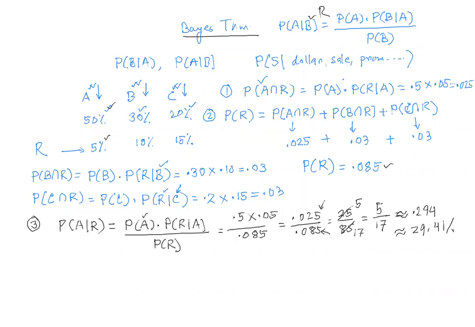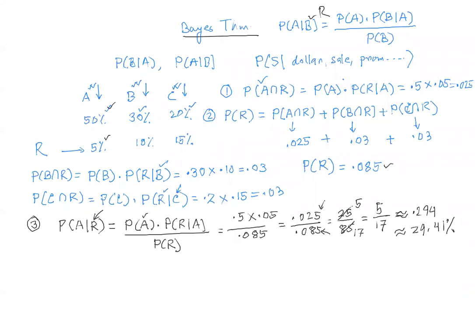29.41% chance. There is about 29.41% chance that the person will stay at hotel A, given that there is a reservation problem. Remember, this reservation problem is not with hotel A. It's a general reservation problem. In general, if there is a reservation problem, what are the chances that the person will stay at hotel A?